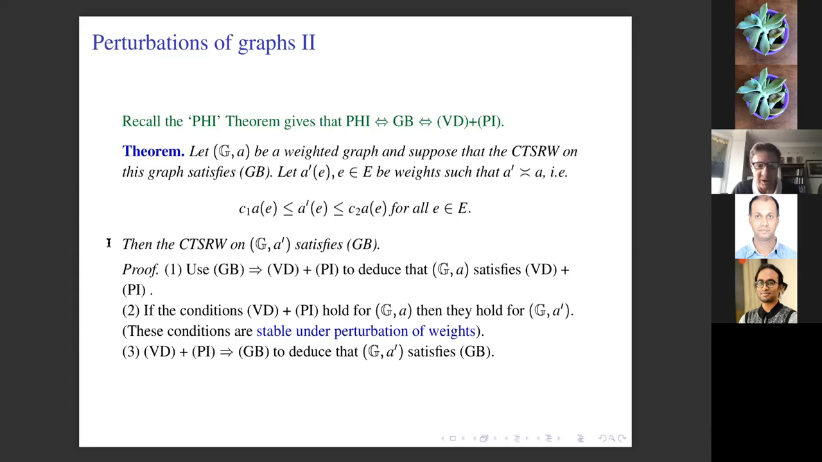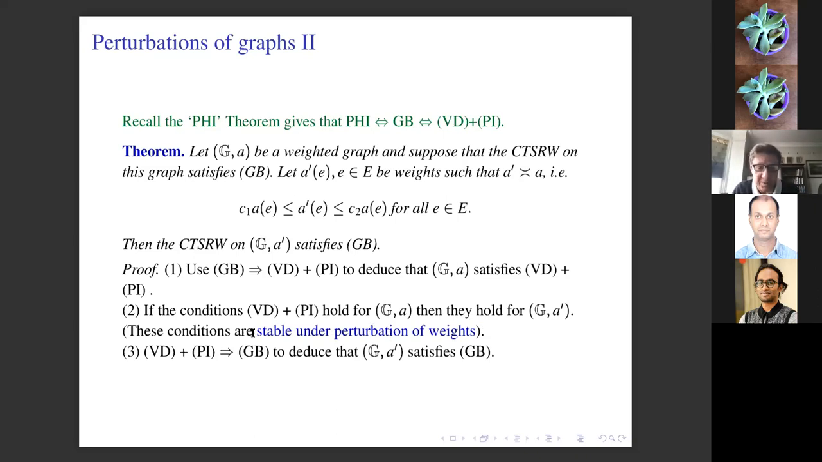And so let's look at how one does that. This is a high-level proof using the PHI theorem. We use the implication Gaussian bounds implies VD plus PI to deduce that this graph G_A satisfies the two conditions, volume doubling and Poincaré inequality. Then we do a bit of work to show that if VD and PI hold for G_A, then they also hold for G_A'. It's almost immediate to see that that's the case for volume doubling. With the Poincaré inequality, it's a little bit more work, but nevertheless, it's true.